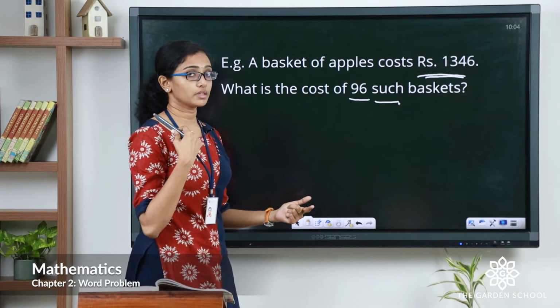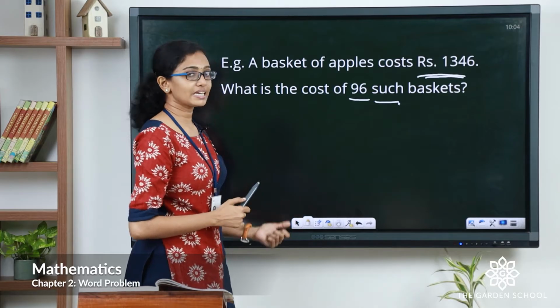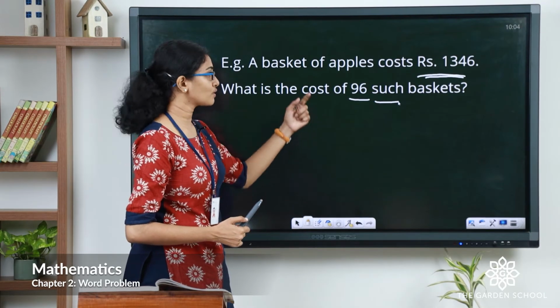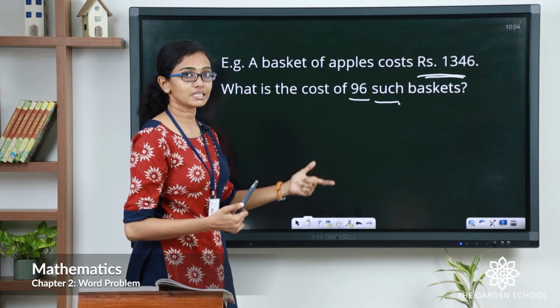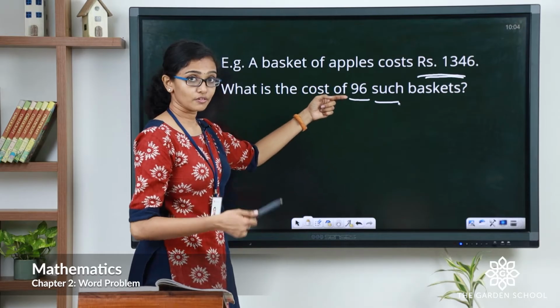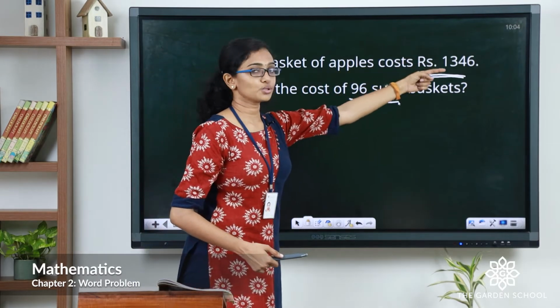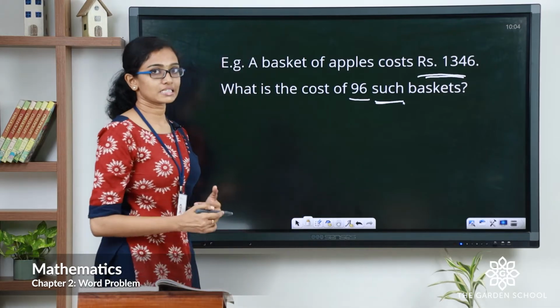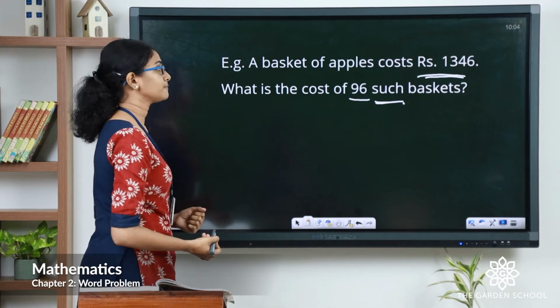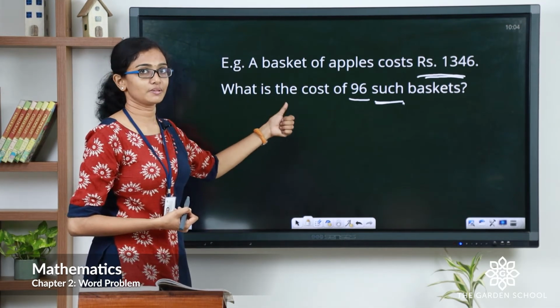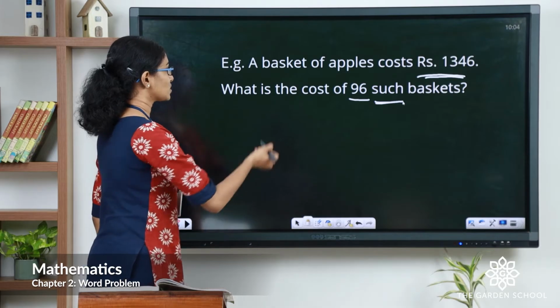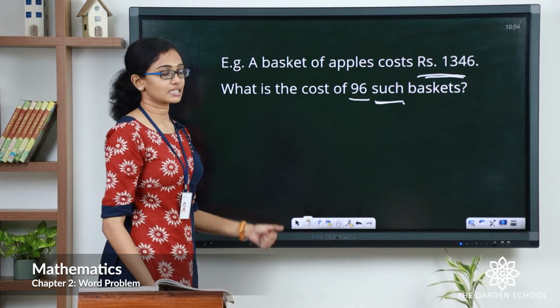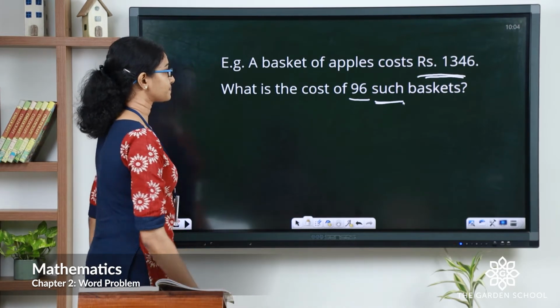If you know the cost of one basket, you can easily find out the cost of 96 baskets by multiplying the number of baskets with the cost of one basket. So did you notice this keyword such? So that's a clue where you can identify this word problem as a multiplication word problem. So from the data given in the question, let's write down the steps.